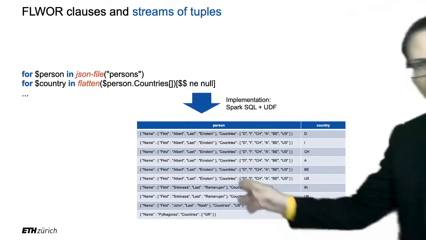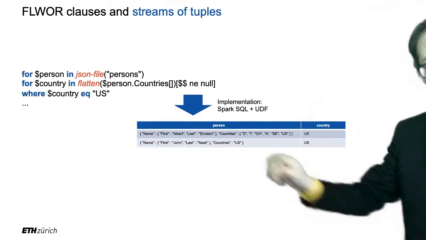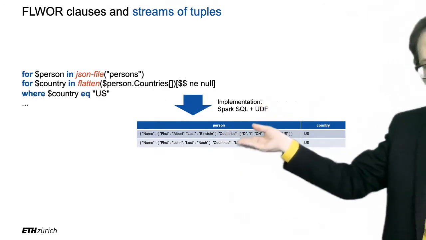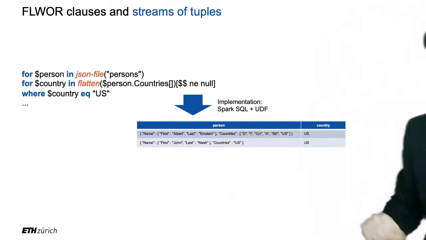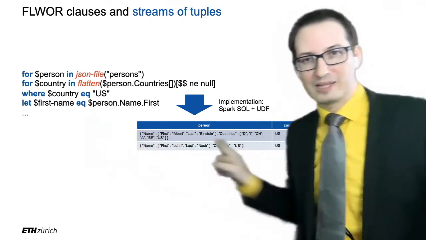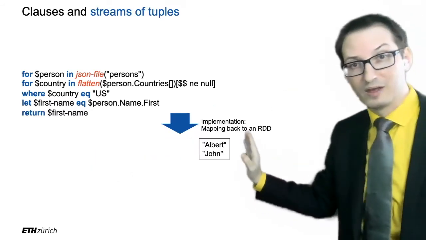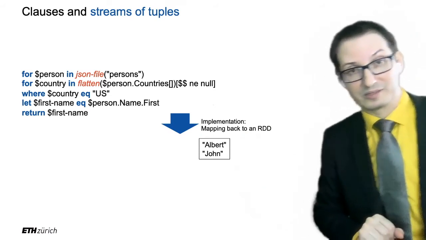So now if I have a for clause, then I just add a column because there's a second variable binding. Then there's a where clause, which can be implemented as a where in Spark SQL. So you see it's all working on that data frame that contains the tuple stream. The let clause is adding one column right there. And finally, when we return, we map it back to an RDD like this, right?